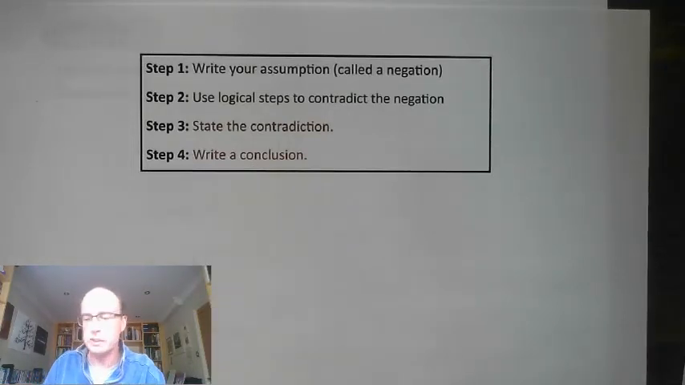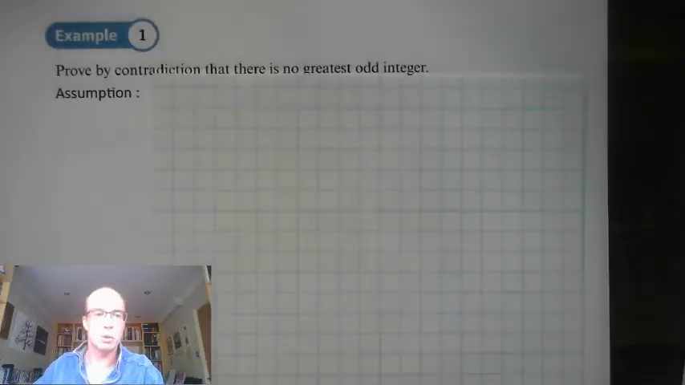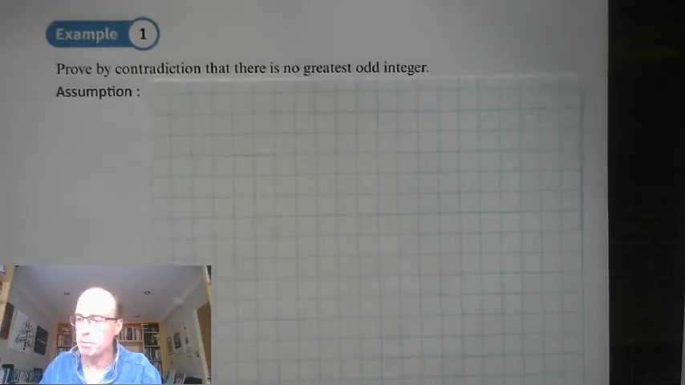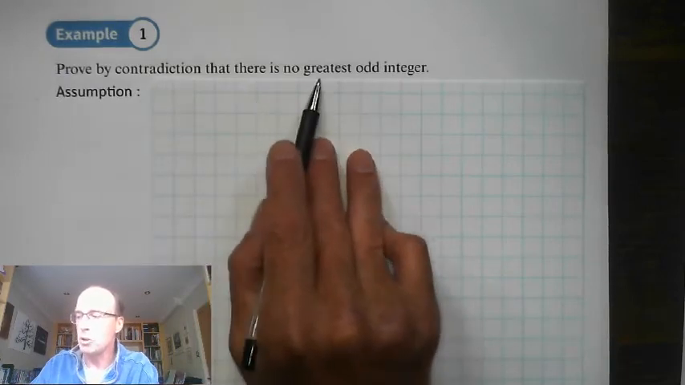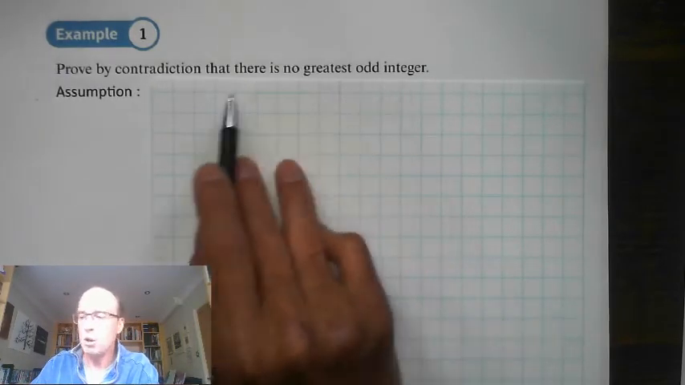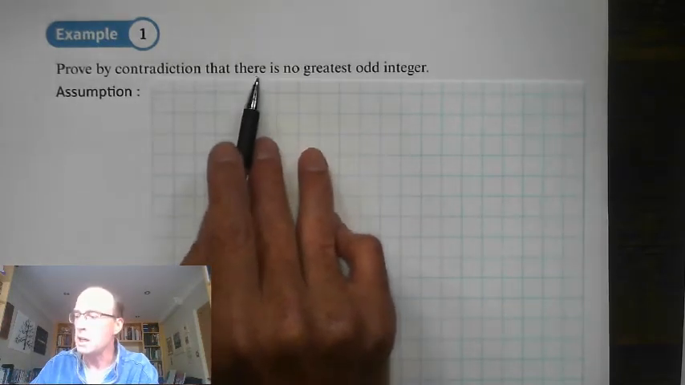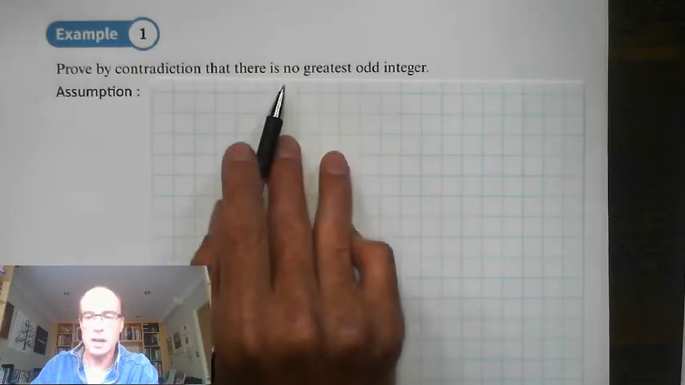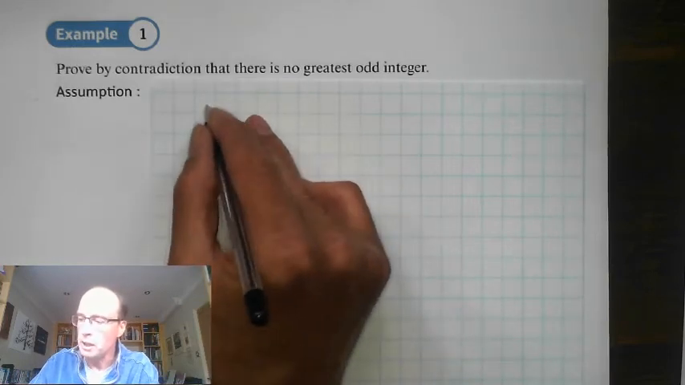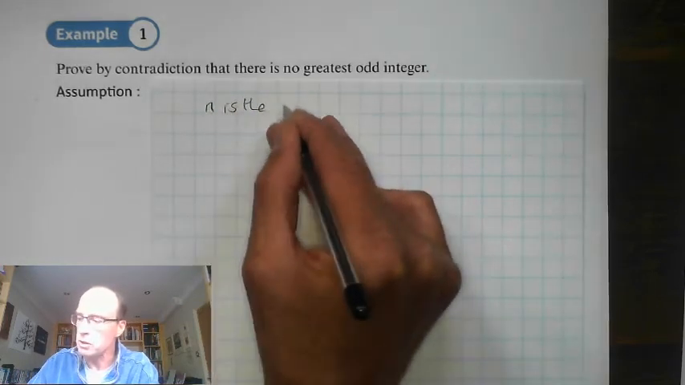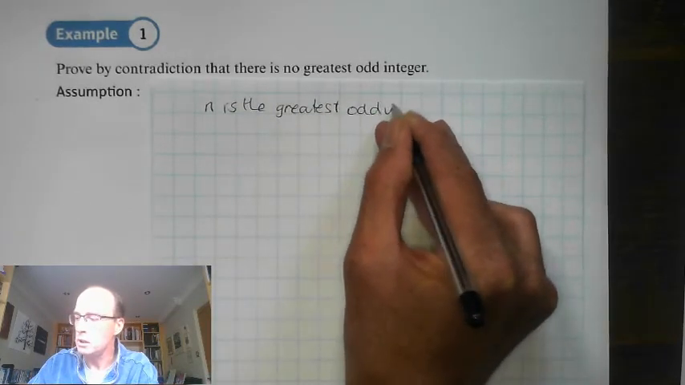We're going to have a look at a couple of examples. It becomes a little bit easier once you've seen a couple of examples, see what I'm talking through. So, example number 1. We are going to prove by contradiction that there is no greatest odd integer. So we're looking for an assumption, a negation, that is the opposite of that statement. So the opposite of there is no greatest odd integer is that there is a greatest odd integer, and let's call it n. So assumption, n is the greatest odd integer.